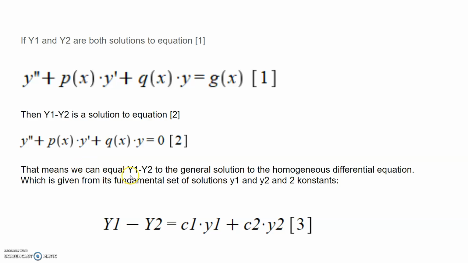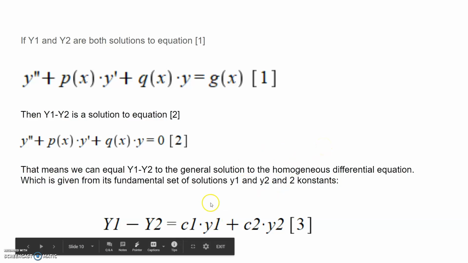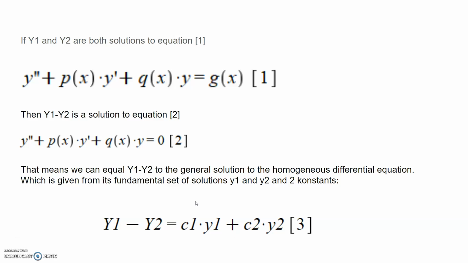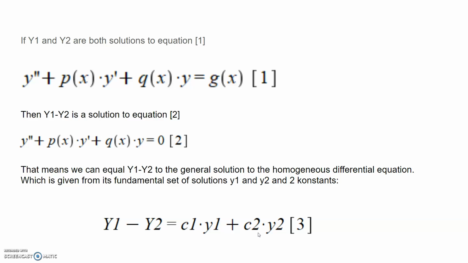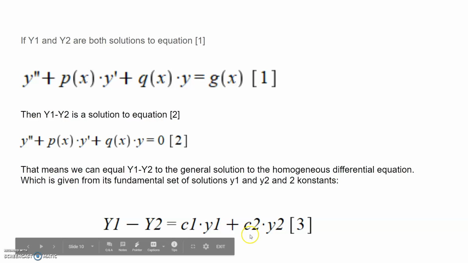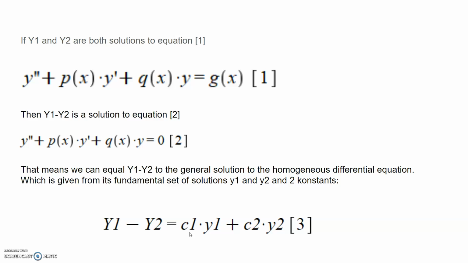That means that we can set Y1 minus Y2 equal to the general solution of the homogeneous differential equation, which is given as a fundamental set of solutions, little y1 and little y2, with different letters now, thinking about it, and two constants. This one down here is a different general solution. It is a general solution to equation 2. And I won't get into how you get this one. That's a different proof. I don't really have time for that.